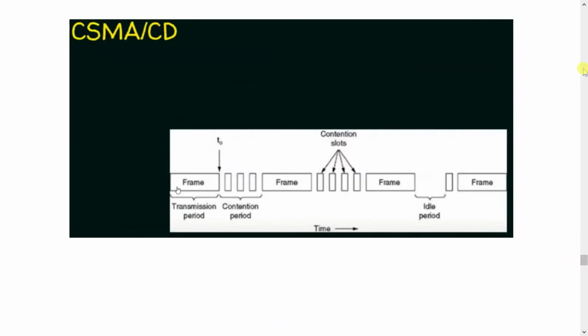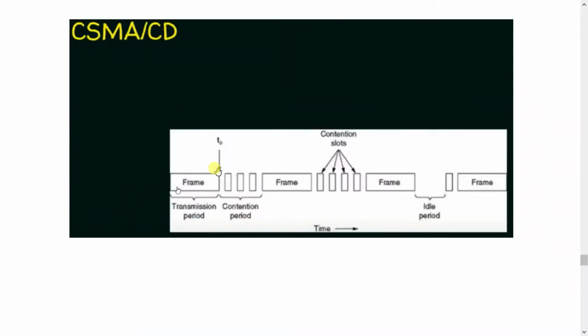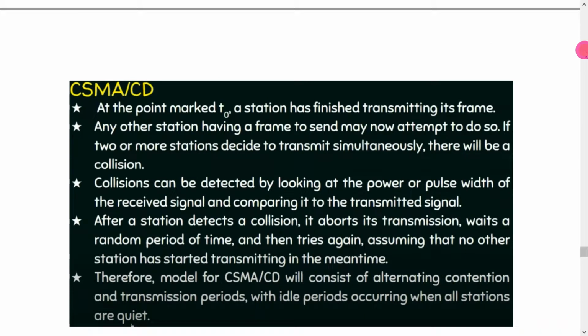So if we were to summarize this again, at the point marked T0 here, a station has finished transmitting its frame. Any other station having a frame to send may now attempt to do so. If two or more stations decide to transmit simultaneously, there will be a collision.